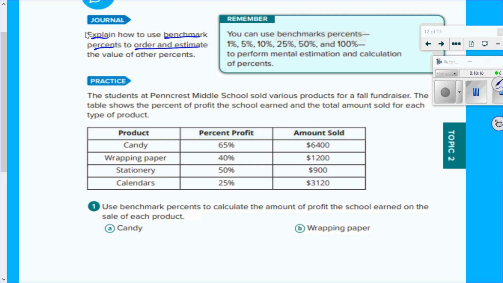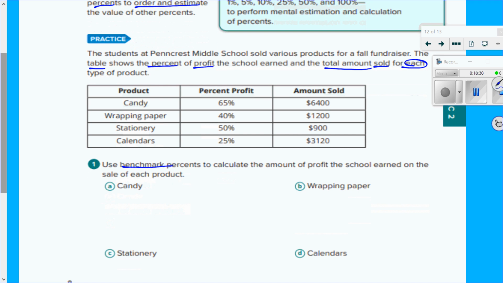For our practice, the students sold various products for a fundraiser. The table shows the percent of profit the school earned and the total amount sold for each type of product. So we're going to use our benchmark percents to calculate the amount of profits. So you're looking at the profit amounts. Use your benchmark percents on the amounts that are sold in order to figure out what the total amount of earnings was. Does that make sense for everybody?